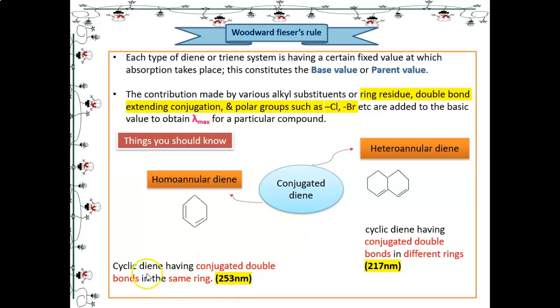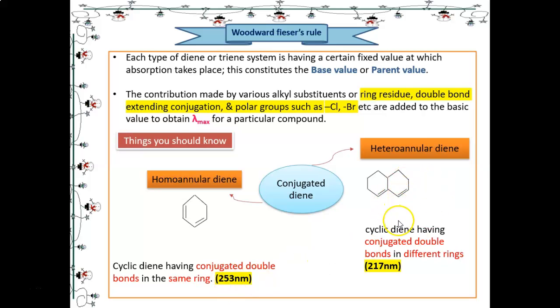And what is the conjugated double bond? So conjugated double bond means that it has two double bonds in pairs. Conjugated means two double bonds separated by a single bond. Okay, we can see that this one is a double bond, separated by a single bond to meet another double bond. So the value for homoannular is 253 nanometer based on the table. You don't need to memorize the value, you just need to know where to apply the value.